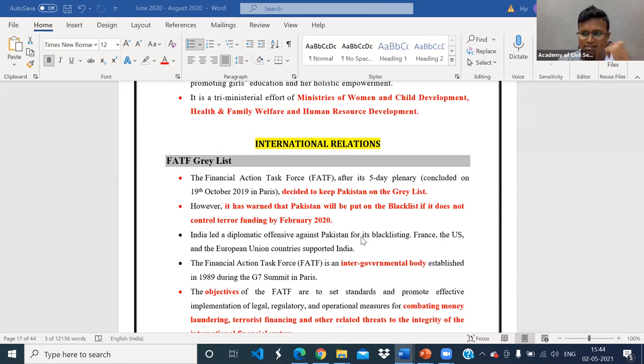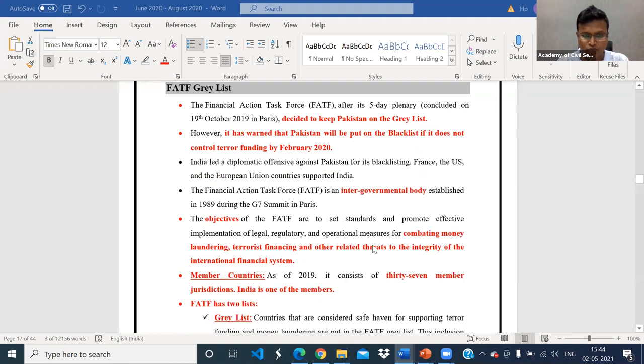Sometimes the question will come: the grey list, which was recently in the news, is associated with which international agreement or organization? The answer is FATF. Because of Pakistan being added into the grey list, the terms grey list and blacklist are normally in the news. The answer is FATF, Financial Action Task Force.